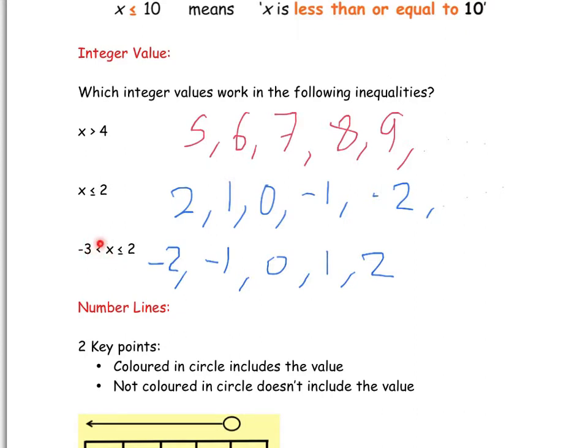So the integer values which work between x is greater than minus 3 but less than or equal to 2 is minus 2, minus 1, 0, 1, 2.